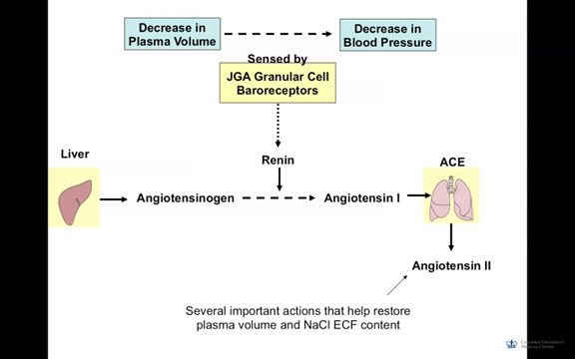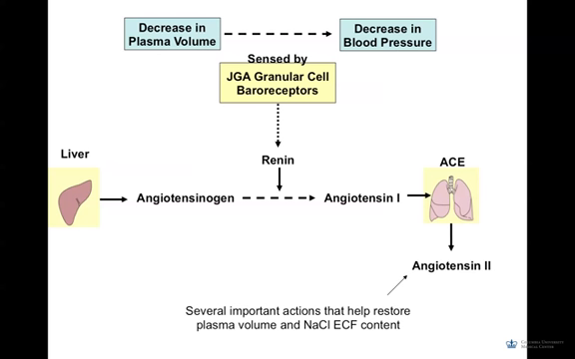When, for example, there is a decrease in plasma volume, it's going to cause a decrease in blood pressure, and that's going to be sensed by the juxtaglomerular apparatus granular cell baroreceptors. It's going to be sensed by those renal baroreceptors. When these baroreceptors sense a drop in blood pressure, they release a substance called renin. They release that substance into the bloodstream.